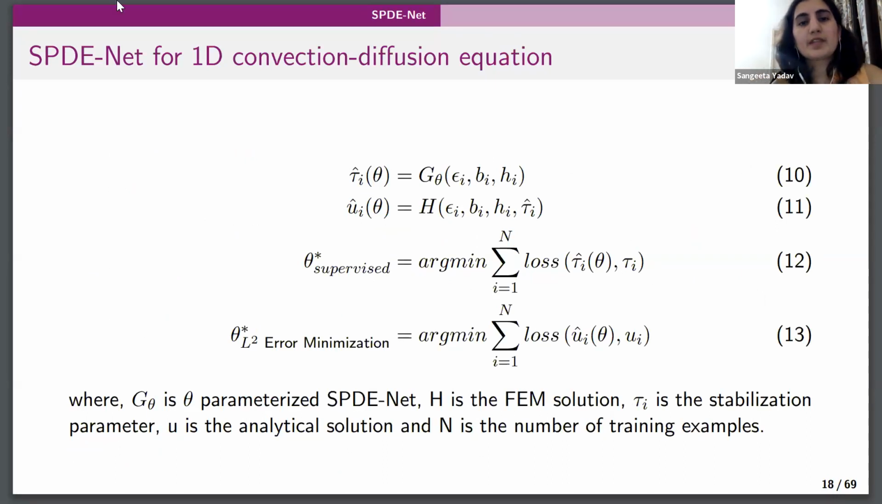This is how we have formulated the problem of finding tau I as a regression problem in SPDNet. We express tau I parameterized over theta. Theta are the weights of the neural network G, and we pass epsilon, b and h as the input to the neural network. Therein we obtain tau I hat, and this tau I hat is substituted in H. In H, we are trying to find a SUPG FEM solution for the given problem.